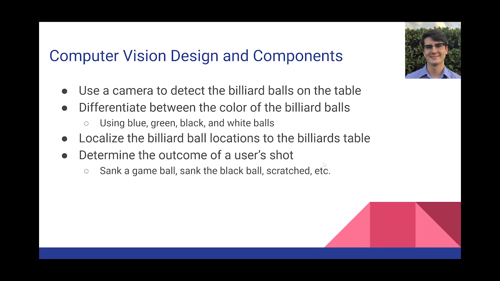So as mentioned before, the computer vision system is responsible essentially for everything related to the pool balls and their location on the table. We will be using a camera and computer vision algorithms to be able to detect where the pool balls are on the table and then localize them to a predetermined spot on the table.